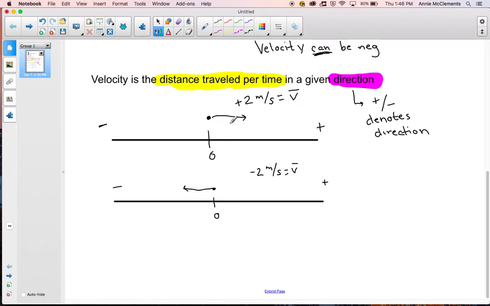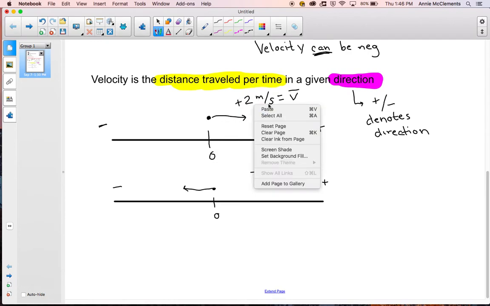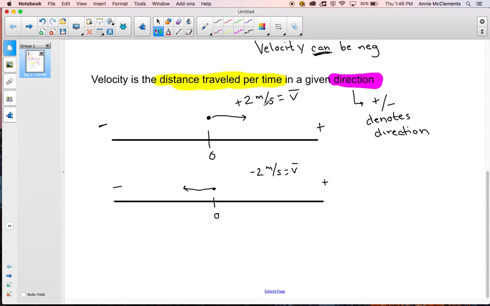Technically speaking, this scenario has a larger velocity. It has a velocity of +2. Positive numbers are bigger than negative numbers. However, both of these objects are moving at the same speed. They're both covering 2 meters every second, just in opposite directions. So that's the main difference between velocity and speed: in velocity, these positive and negative signs denote what direction the object will be moving.